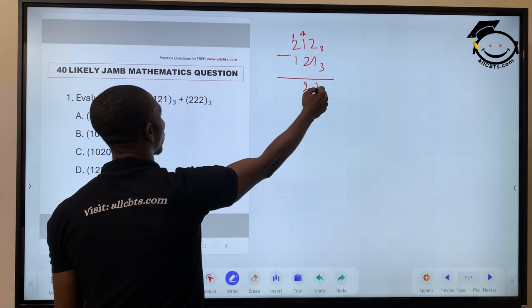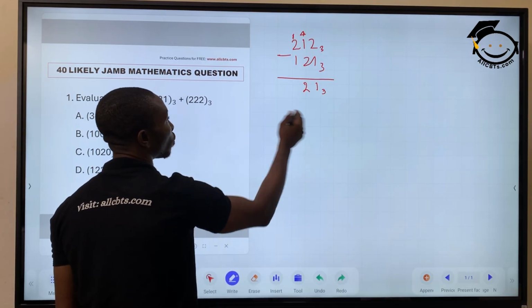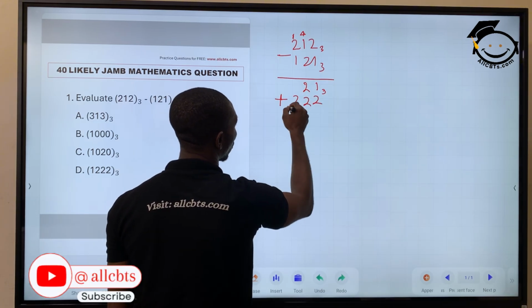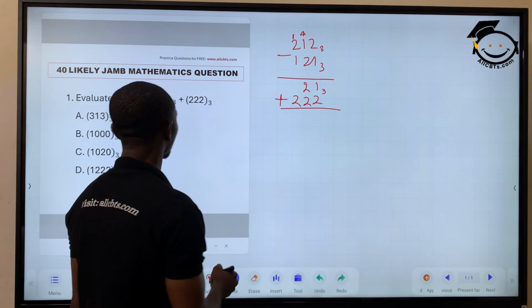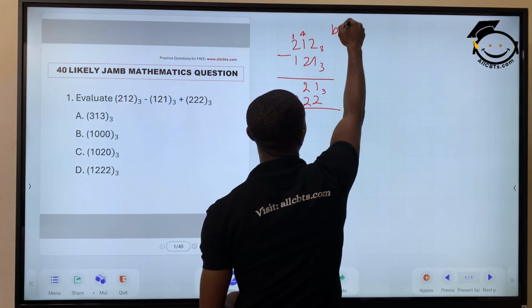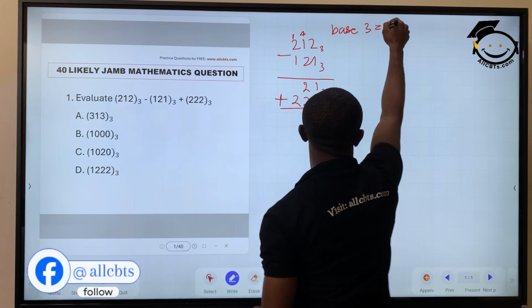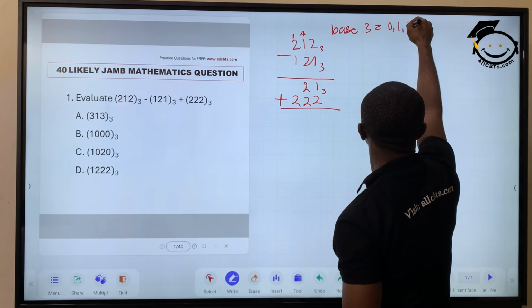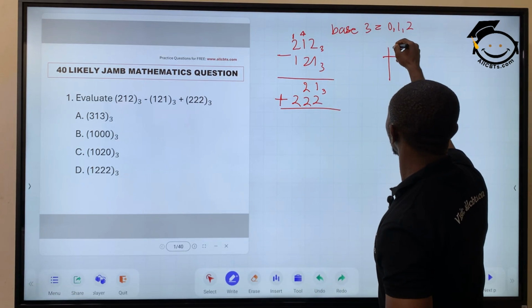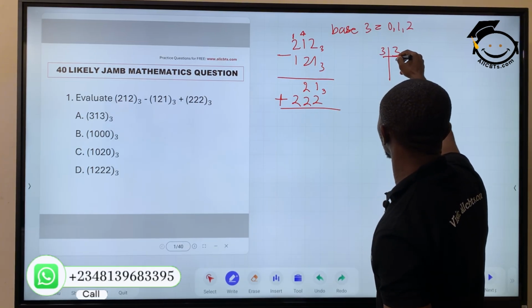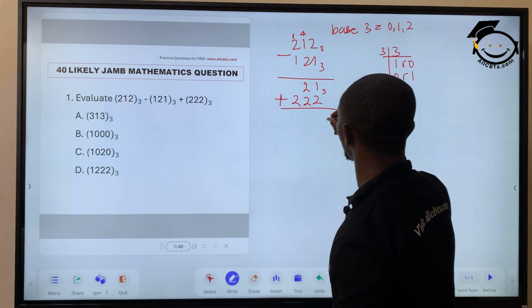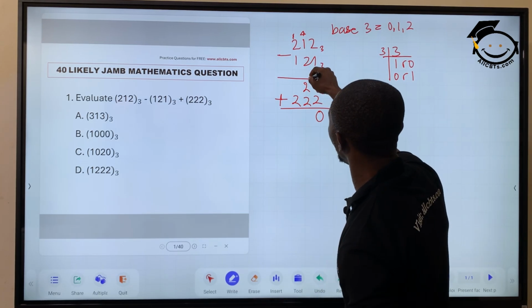Now we are adding 1 base 3 to 2 base 3. So this becomes plus 222. Alright? Now, 2 plus 1 is 3. Remember that for your base 3, your digits are 0, 1, and 2 only. So we having 3, we have to break down 3. 3 divided by 3 gives us 1 remainder 0. So we write down 0 and carry 1.